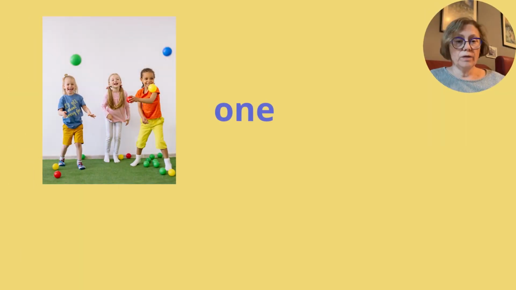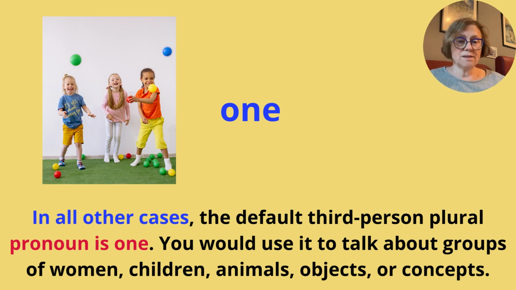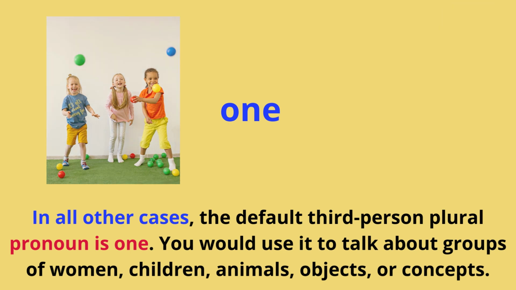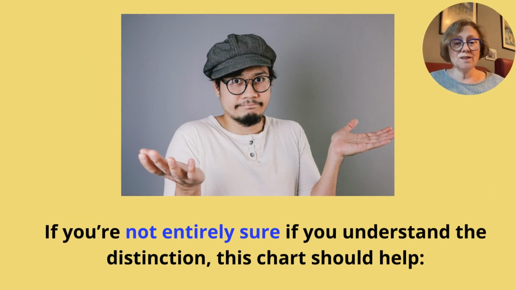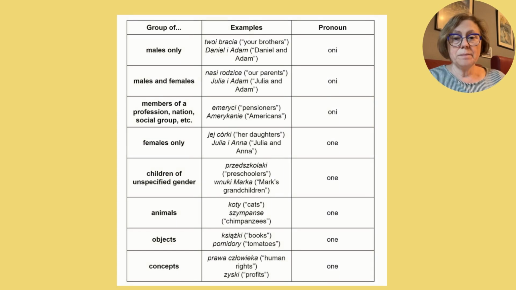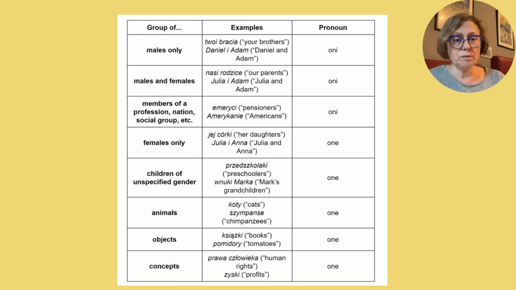One. In all other cases, the default third person plural pronoun is one. You would use it to talk about groups of women, children, animals, objects, or concepts. If you are not entirely sure if you understand the distinction, this chart should help you. Please have a look at this table.